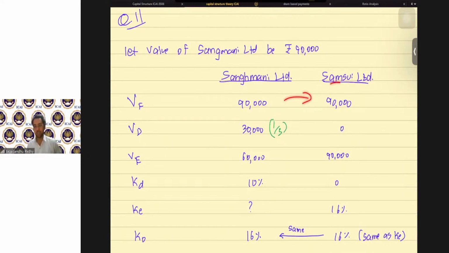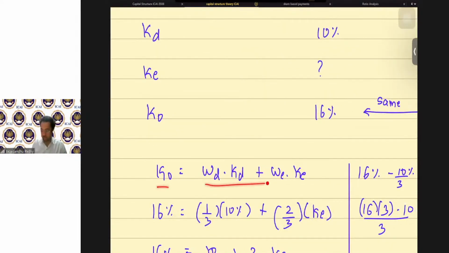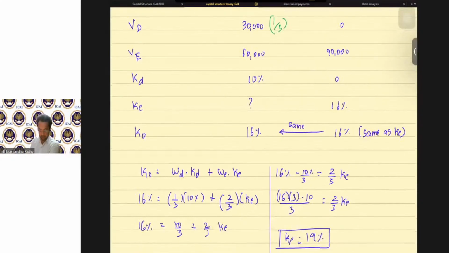Now, Samsui also should be having the same value in the absence of any taxes. It doesn't have any debt, so overall company value will remain 90,000. Cost of equity is given as 16%. In the absence of any debt, Samsui will have same as overall cost of capital, and this will flow over here as 16% itself. And we don't know what's the cost of equity. That's pretty simple to solve because Ko is equal to this overall cost of capital or weighted average cost of capital. We know this formula. Overall cost of capital for this Sun Money Limited is 16. So one third of 10%, which is debt, plus two third of cost of equity. You can just solve this and get this Ke as 19%.